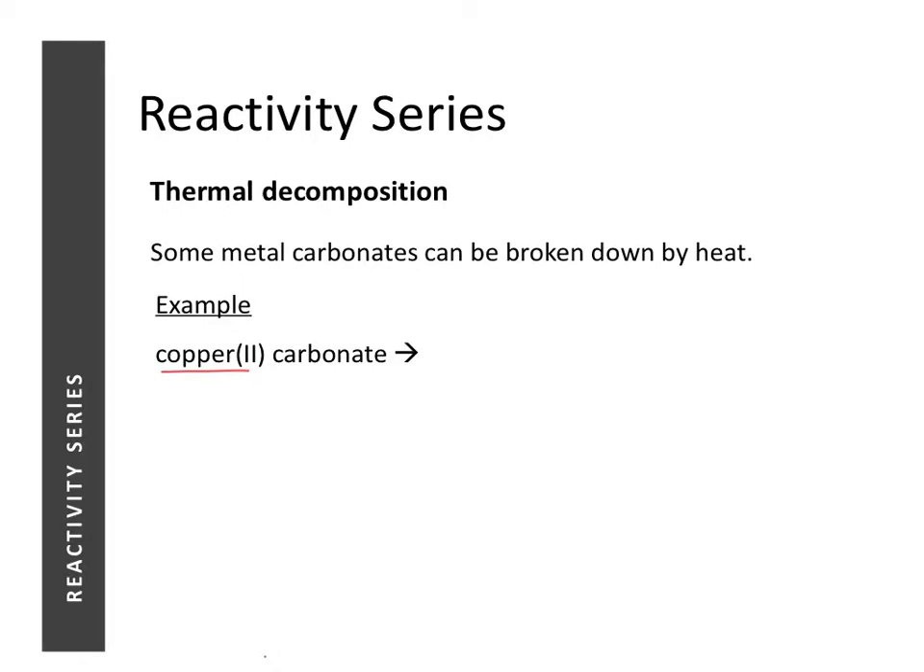Now some metal carbonates can be broken down by heat. Now remember I mentioned that it is a compound, and we have learned in elements, compounds and mixtures that compounds can be broken down into simpler substances by two ways, either by a current or electricity, or the other way is by heat. So over here, some metal carbonates can actually be broken down by heat. For example, copper 2 carbonate. What happens when you heat copper 2 carbonate is that it will break down into simpler substances. It will form copper 2 oxide and carbon dioxide gas.